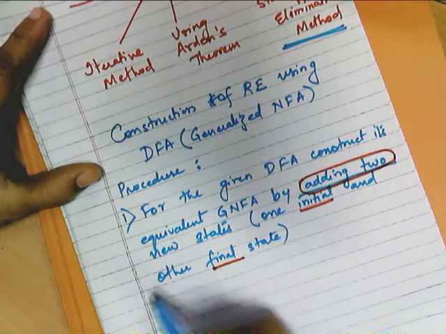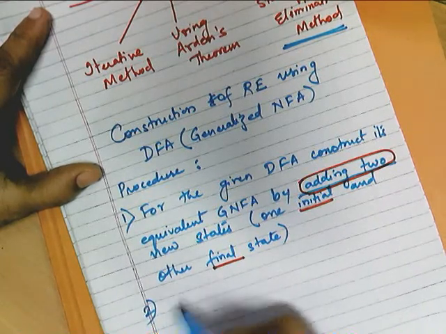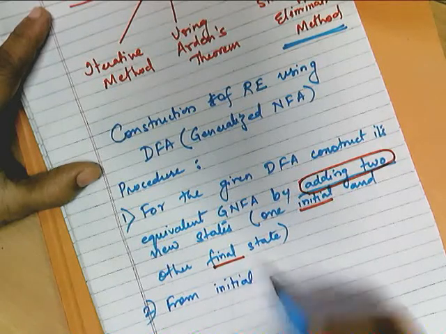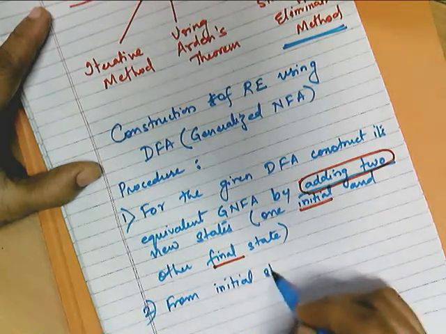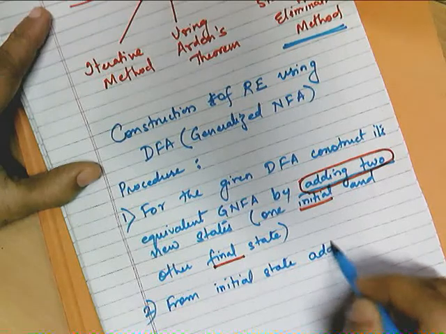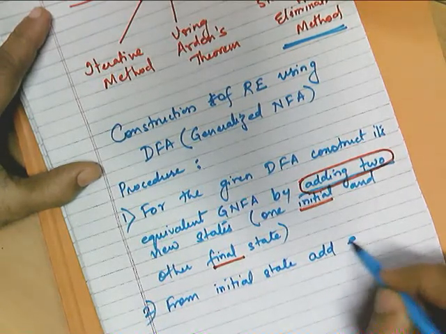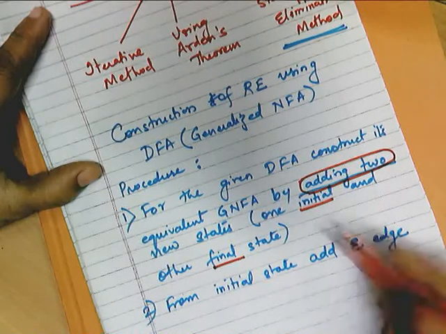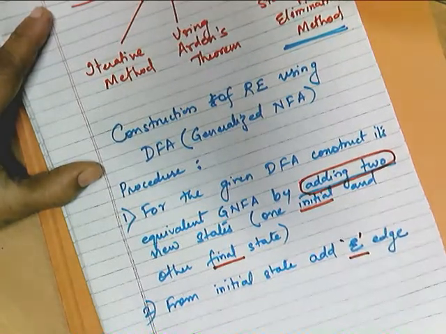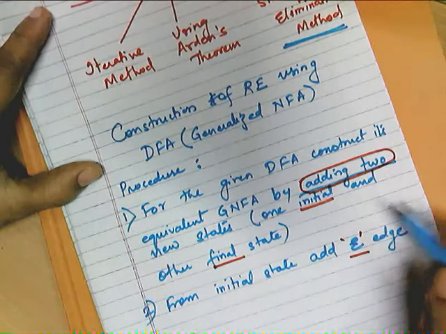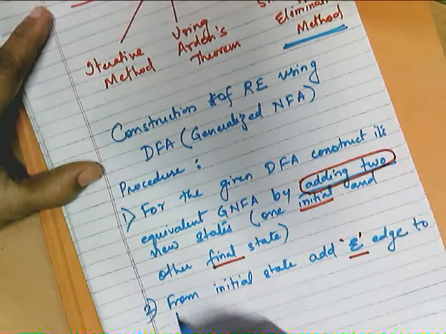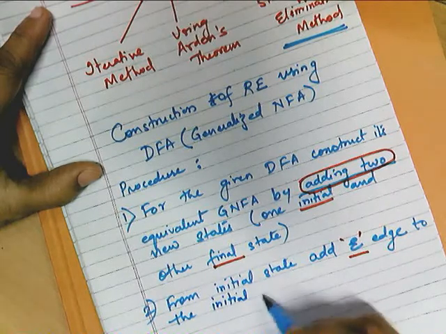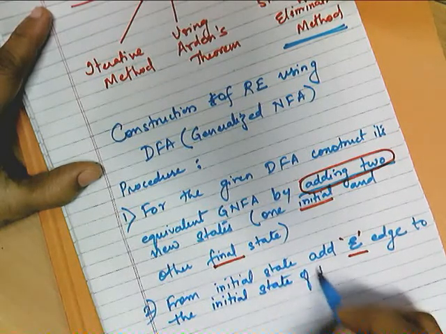What is the second step? The second step is, from the new initial state add an epsilon edge. Okay, so which edge you have to include? Epsilon edge to the initial state of the DFA.